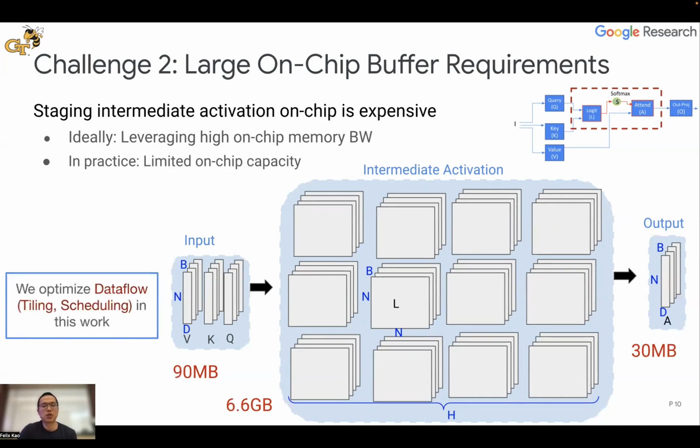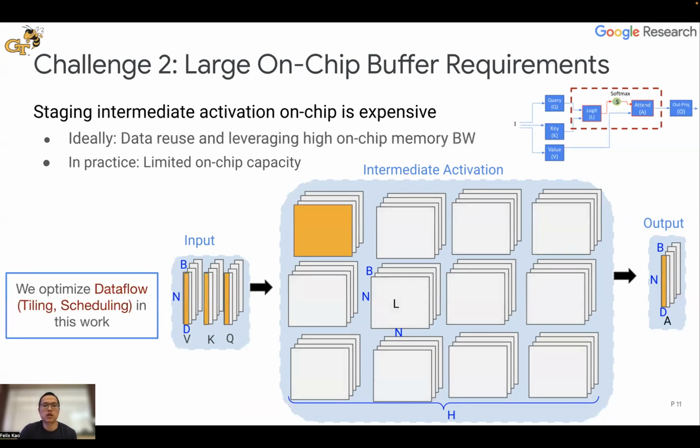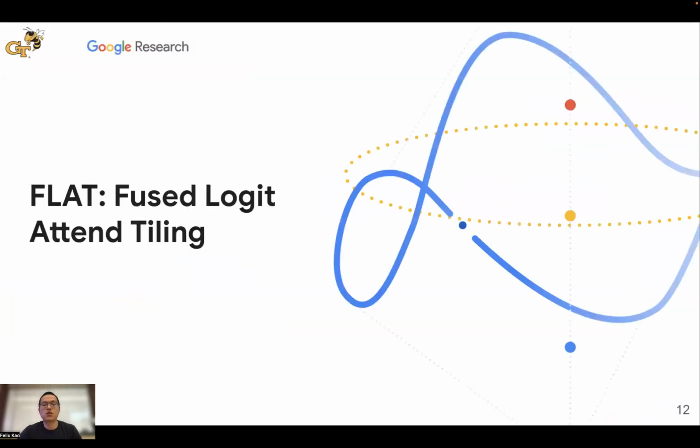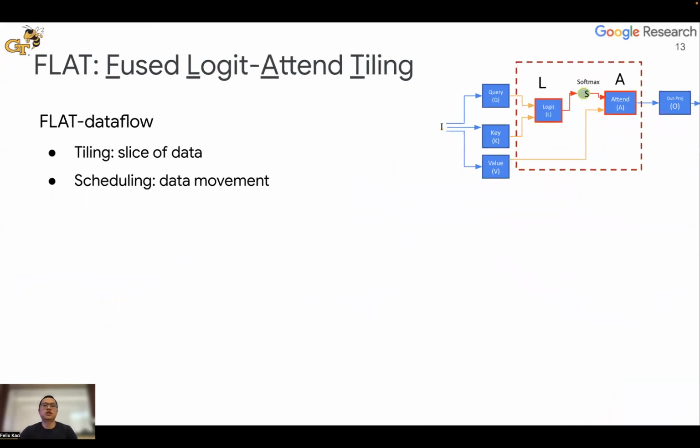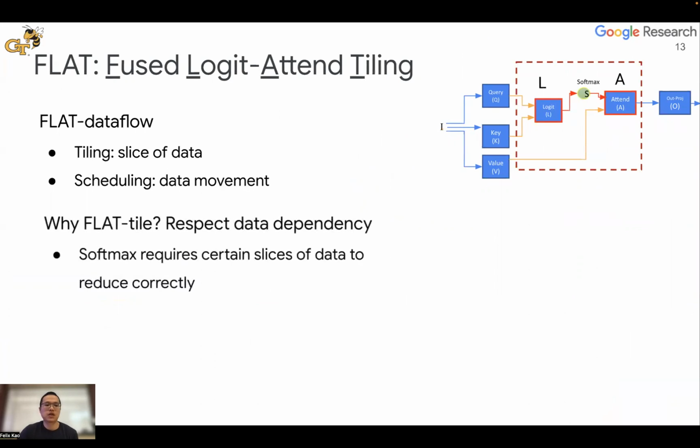So in this work, we optimize the data flow, which is tiling and scheduling. What it essentially means is that we fetch partial of the input, compute partial of the intermediate activation, and compute partial of the output. Here we introduce FLAT. It's fused larger 10 tiling. The FLAT data flow is composed of two parts, tiling and scheduling. We also call the basic unit of the FLAT data flow the FLAT tile.